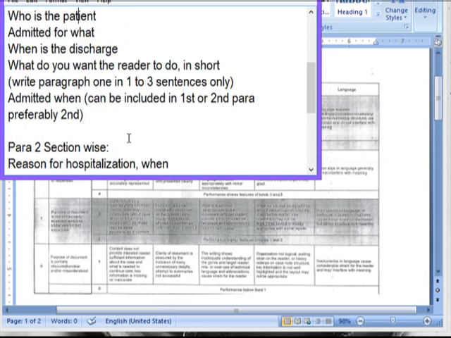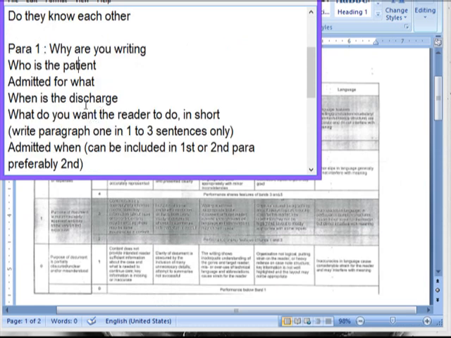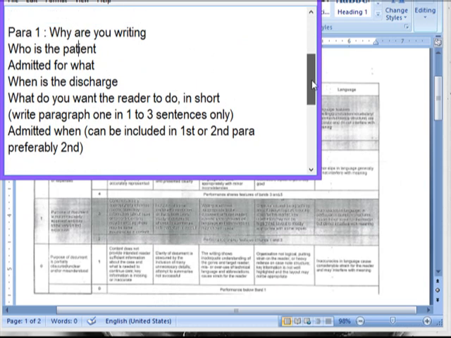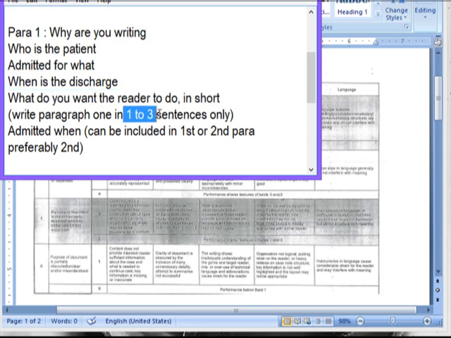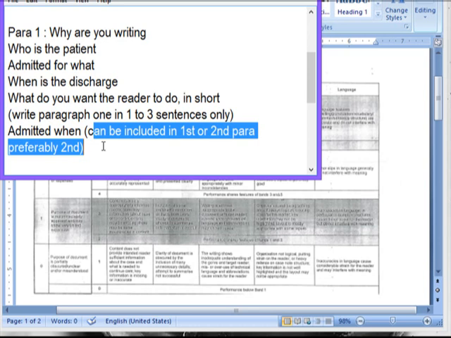So what should paragraph 1 have? Now paragraph 1 should only have from 1 to 3 sentences. It should not go beyond 3 sentences. So it should have information on why you are writing, who the patient is, admitted for what, when the discharge is, and what you want the reader to do. In short, you don't need to write a story there, because you're going to have a limit of 3 sentences. And when was he admitted? You may include it here in the first paragraph or in the second paragraph.